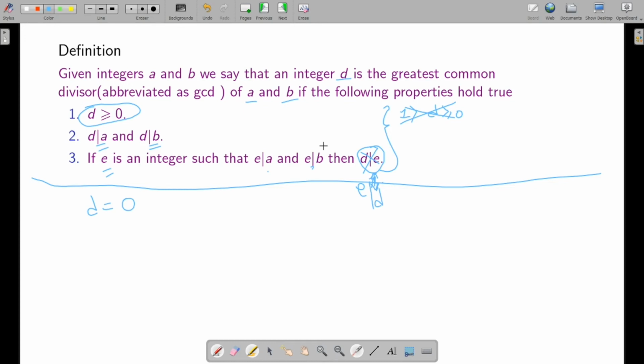Can someone tell me for what conditions of A and B will D be 0? If either of A or B is 0. Are you sure? If A is non-zero and B is 0, in that case, what will be the greatest common divisor?